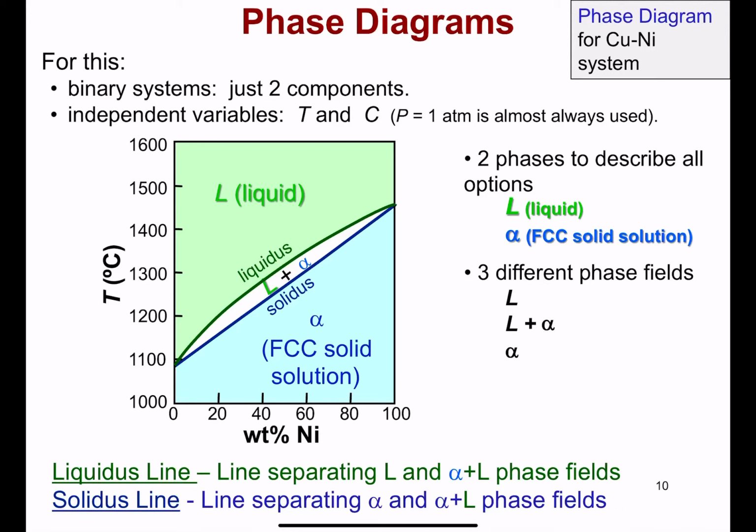So here's the phase diagram for that copper-nickel system. We plot, again, along the x-axis, the concentration of nickel. So we have pure copper at left, pure nickel at right. And our y-axis is temperature. This is a binary system. We know that because there are just two components. Those components are copper and nickel.